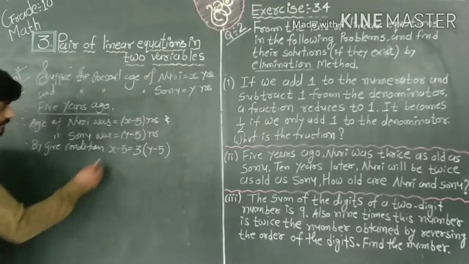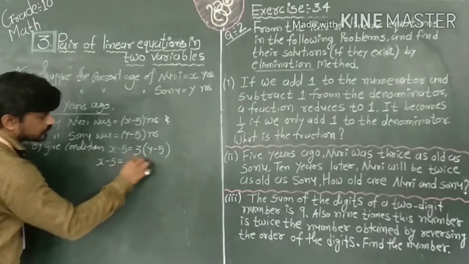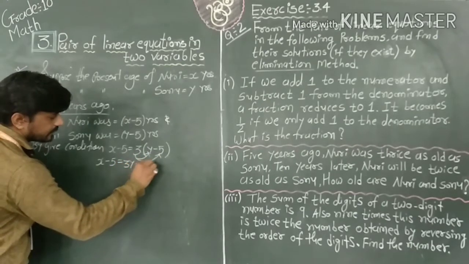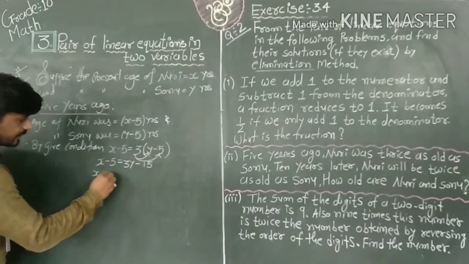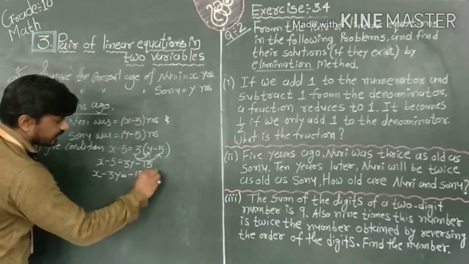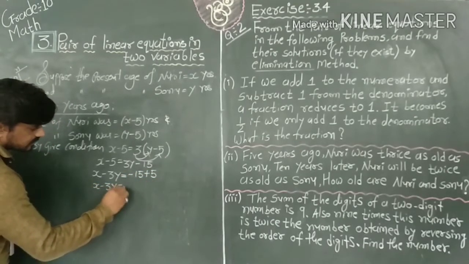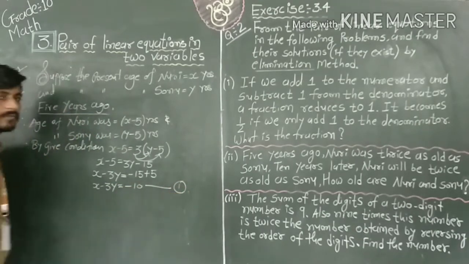First of all, I simplify. What happened? x minus 5 is equal to 3y minus 15. That means x minus 3y is equal to minus 15 plus 5. That means x minus 3y is equal to minus 10. This is our equation number 1.